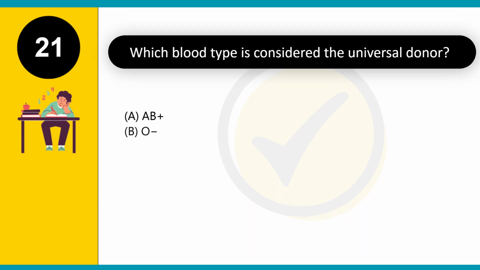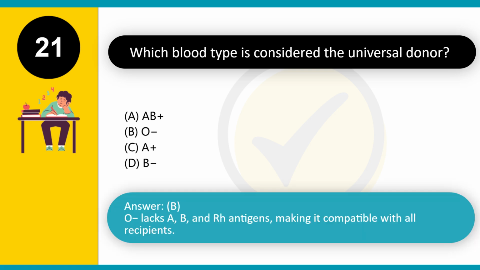Which blood type is considered the universal donor? A. A+. B. O-. C. A+. D. B-. Answer, B. O- lacks A, B, and Rh antigens, making it compatible with all recipients.